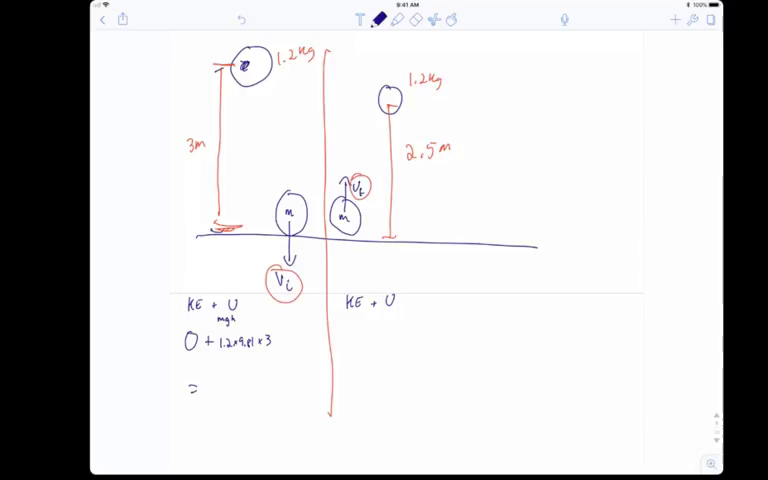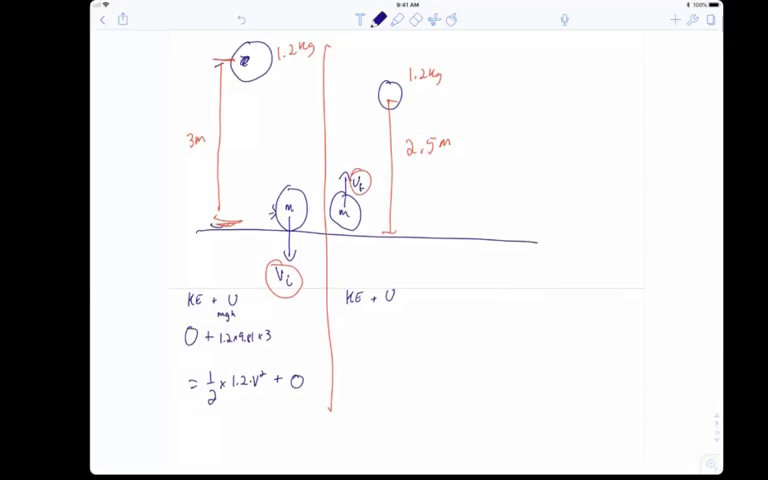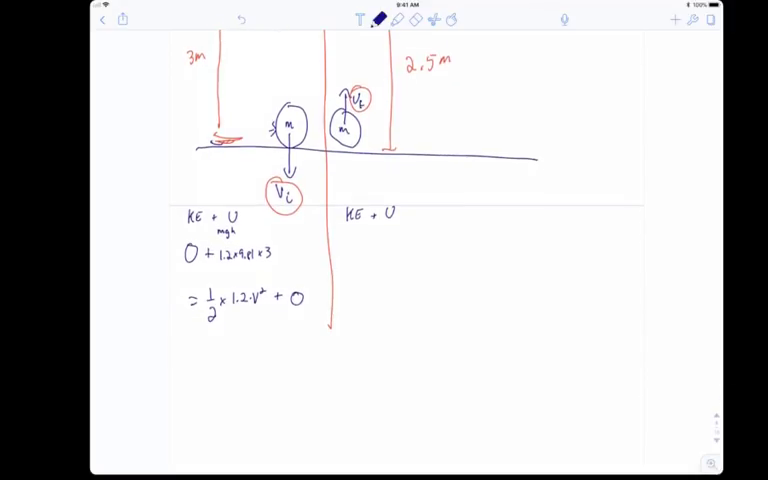Then, when it's at the bottom of the bounce, the kinetic energy is 1/2 times the mass times v squared. I don't know what v is, but I do know that the potential energy at the bottom is 0. Okay? So I can use this to figure out what the speed is at the bottom. 1.2 times 9.81 times 3 times 2 divided by 1.2, square root. Answer: 7.67 meters per second.